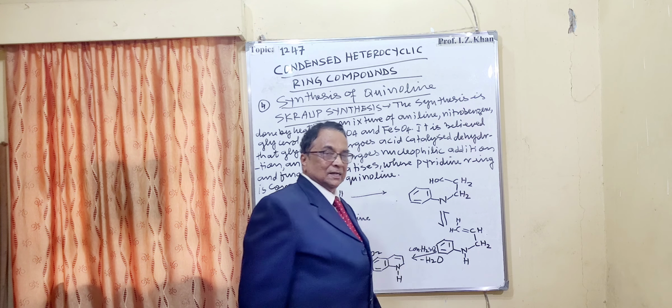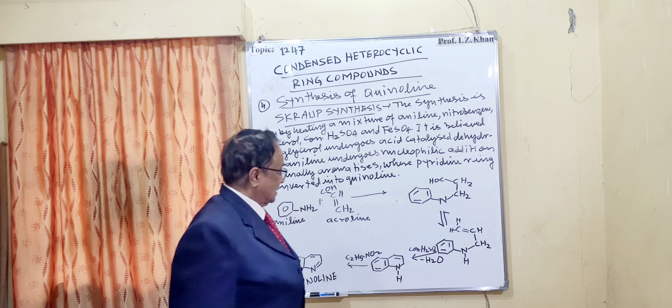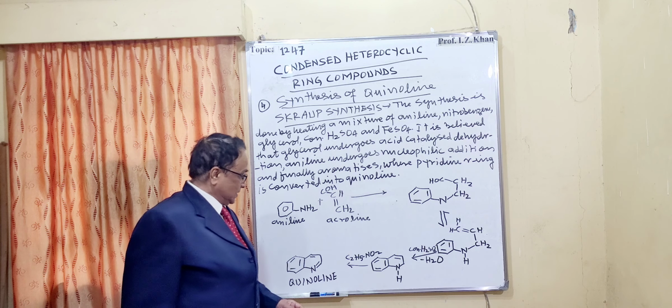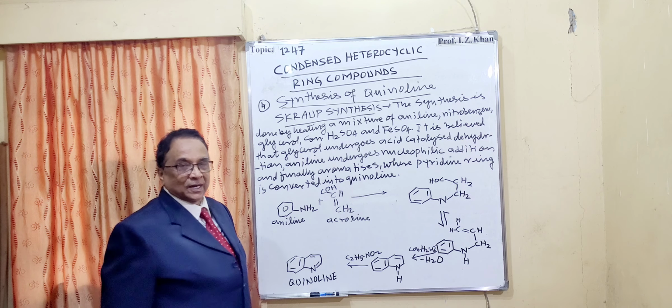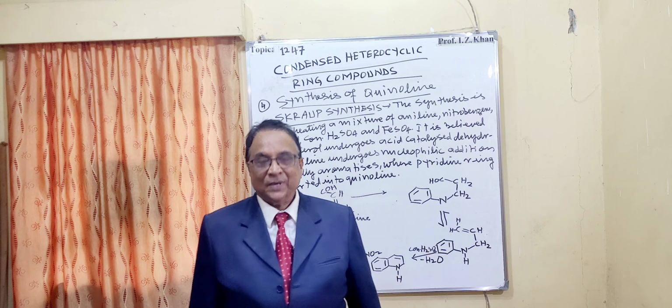concentrated sulfuric acid, dehydration will take place and it will be cyclized, aromatization will take place, and then in the presence of nitrobenzene, finally it is condensed in the form of quinoline, where one ring is benzene and the other ring is pyridine.